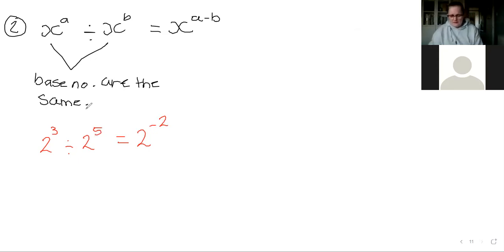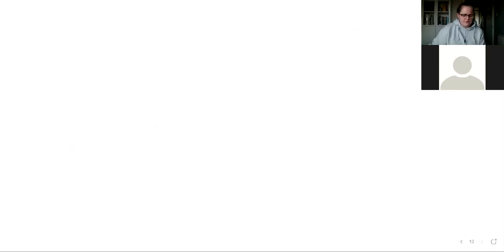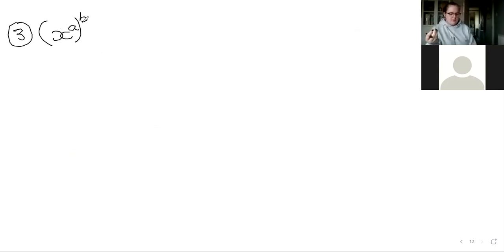Let's look at one that's not necessarily more complicated, but one that creates a few more issues for people. If you're given this, we have x to the power of a, all to the power of b. So everything inside that bracket is to the power of b.